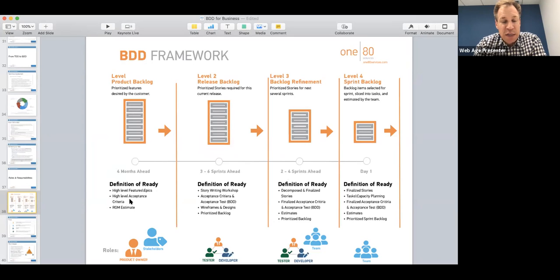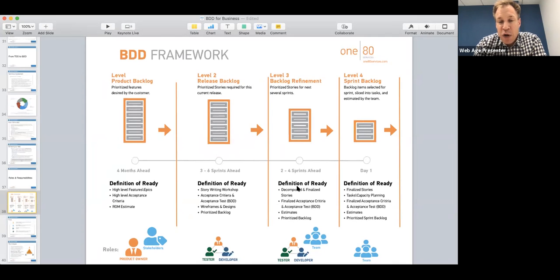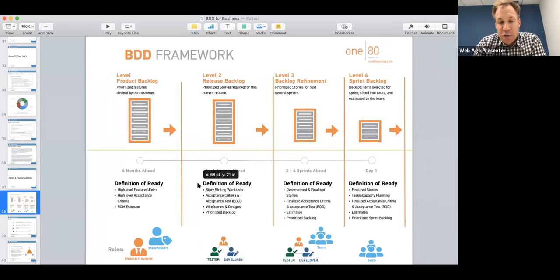And then here are some samples of things that you might need to have done at each level. Definitions of ready. Definitions of ready are a way of saying, in order for it to move to the next step, it must meet this definition, right? So this will come with the appendix book if you'd like to get it.